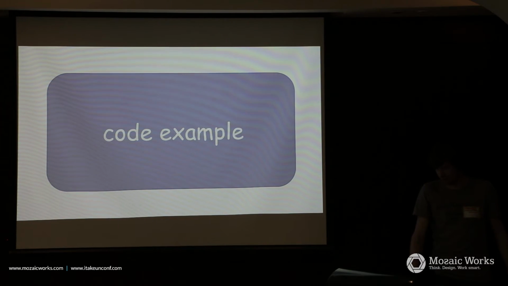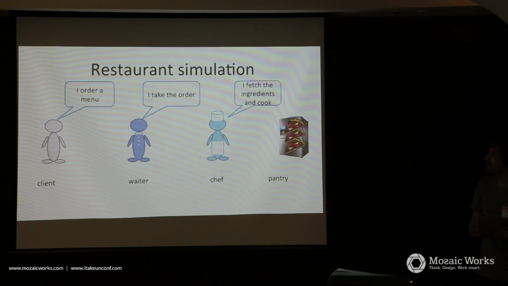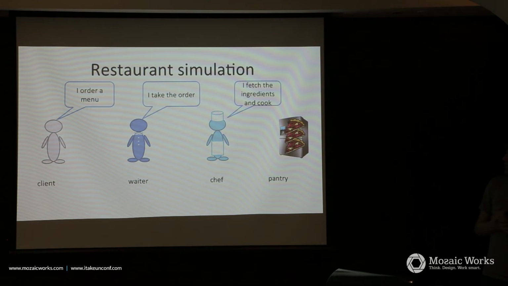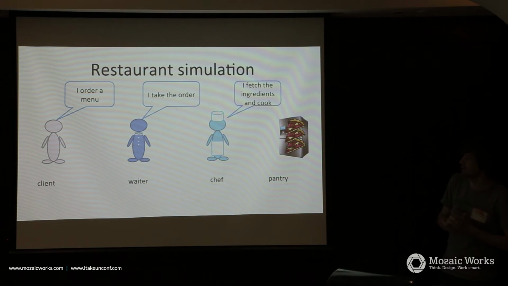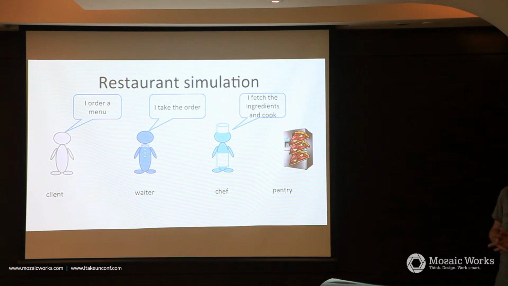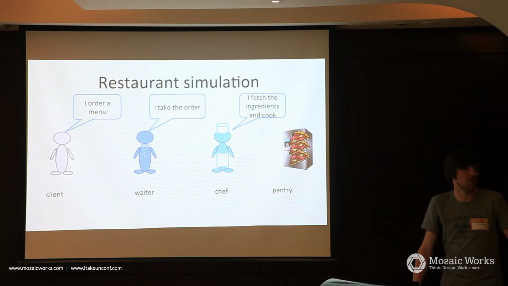So what we want to do now is a longer example session with Chado, a small restaurant simulation, which symbolizes a layered architecture. So our client talks to the user interface, which is the waiter who takes the order from the client. He then talks to the chef to cook the meal which was ordered. The chef fetches the ingredients from the pantry and makes the menu and gives it back to the waiter, and the waiter gives it back to the client. So a typical layered architecture.